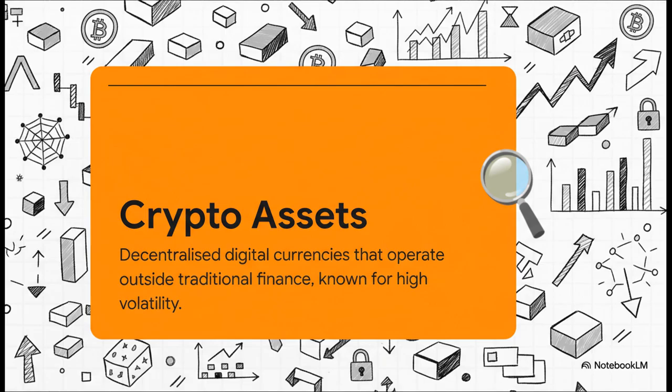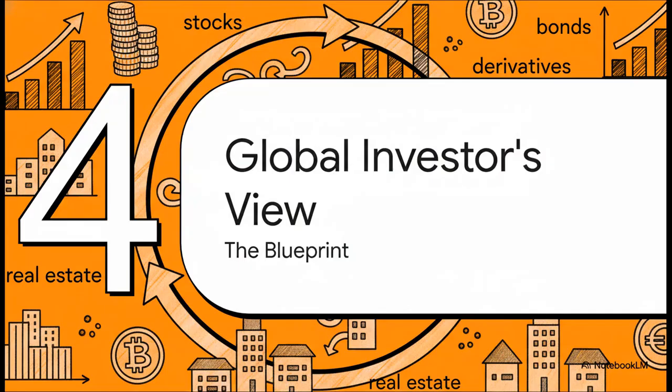And of course, we have to talk about the newest tools in the box, crypto assets. These are decentralized digital currencies like Bitcoin that are trying to create a whole new kind of financial system. But as we've all seen, they can be extremely volatile, and they come with a whole lot of risk. Okay, so we've filled our toolkit with all these different instruments, but how are they actually being used out there in the real world? Let's zoom out and take a look at the big picture.